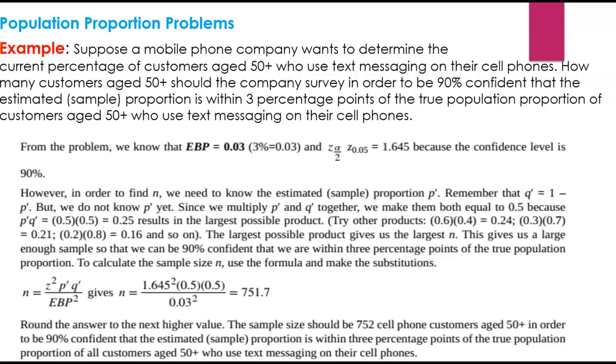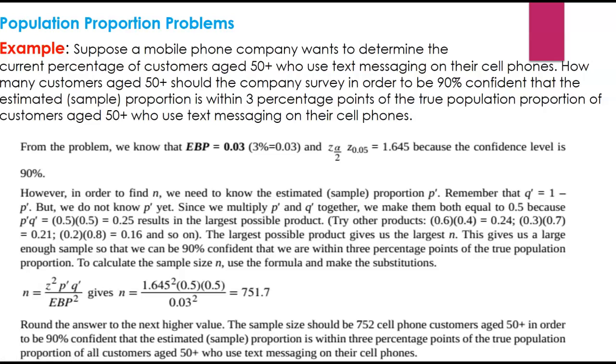From the problem, we know that EBP is 0.03, 3 percentage points, and z of alpha over 2 is going to be 1.645, as we've calculated before, because the confidence level is 90%. However, in order to find n, we need to estimate the sample proportion p prime. So, what we are going to do there is use the method we just suggested to say p prime times q prime is 0.5 times 0.5, which is 0.25. Then we'll simply calculate n as z squared, which is 1.645 squared, times p prime times q prime, 0.5 times 0.5, over the error bound squared, 0.03 squared, giving us 751.7.